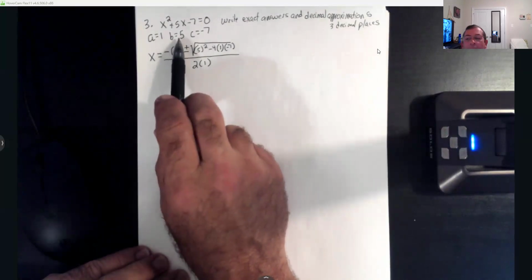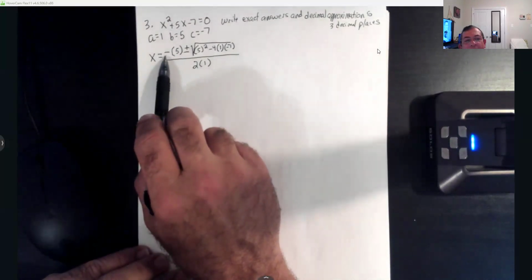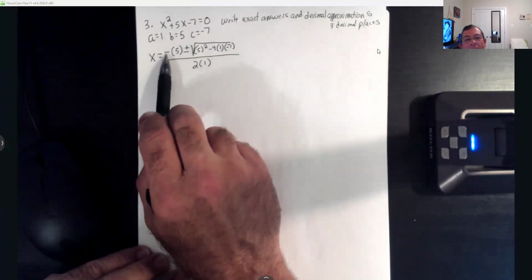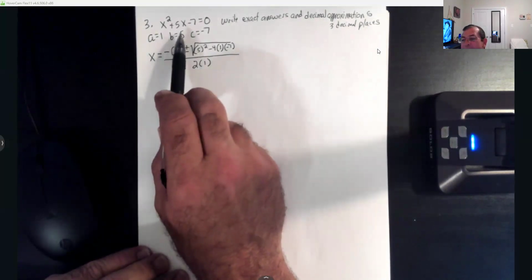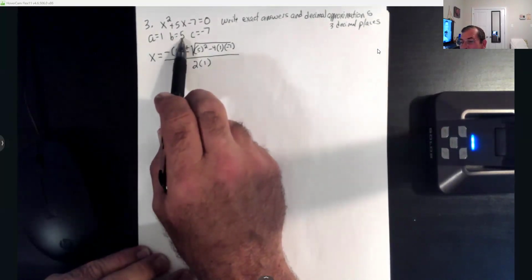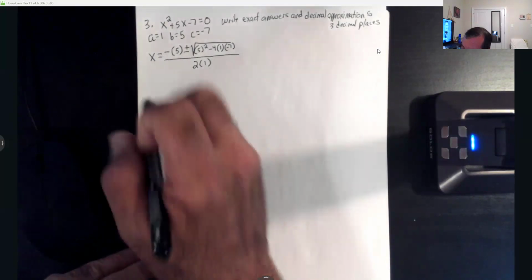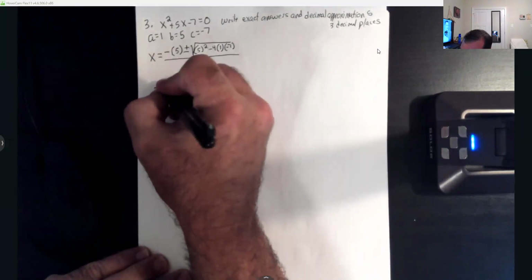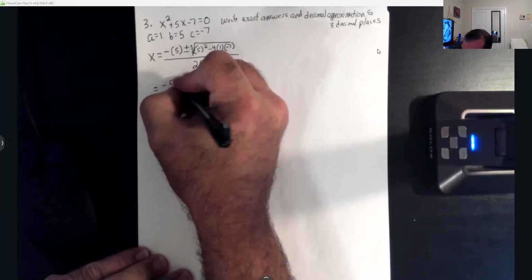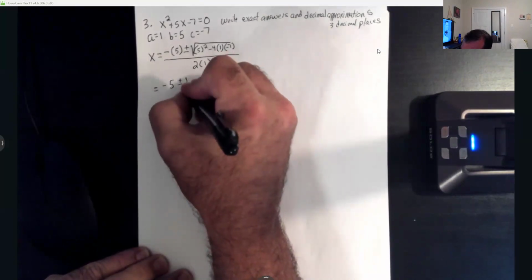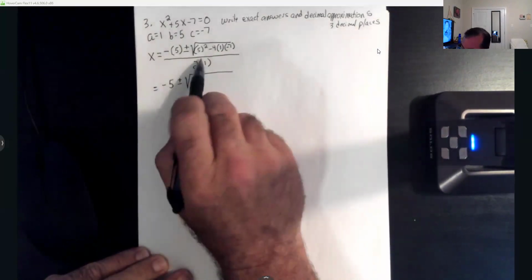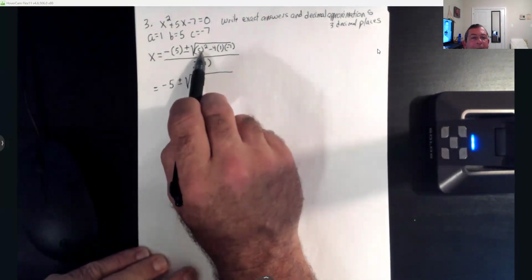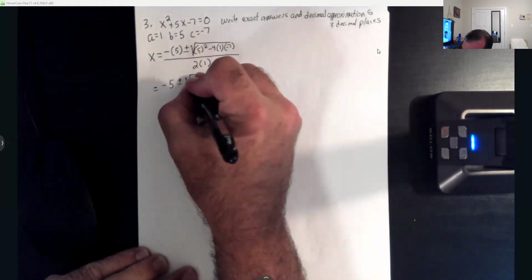All right, y'all. So are you noticing this little negative out here in front? All it's doing in the long run is changing the sign of whatever your B was, because a negative times a 5 makes that a -5, plus or minus square root. All right, y'all. So 5 times 5 is 25.